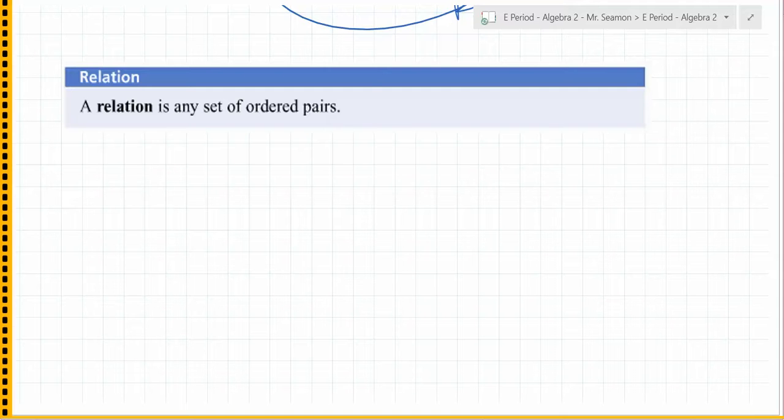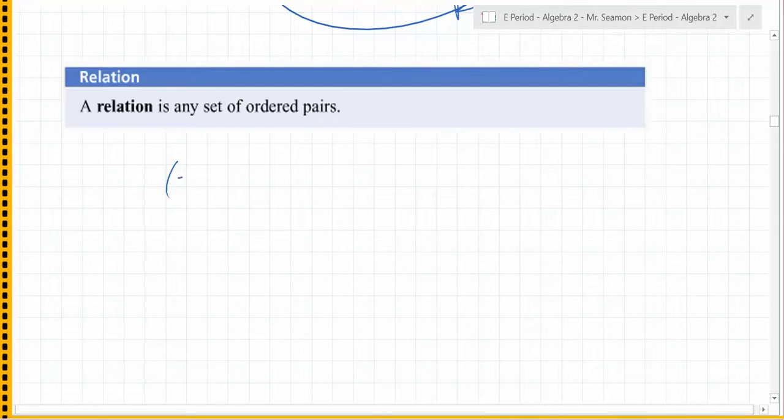So Nick, give me a point. Any point. Make it up. Negative 3, 1. Negative 3, 1. Excellent. Aubrey, give me another point.